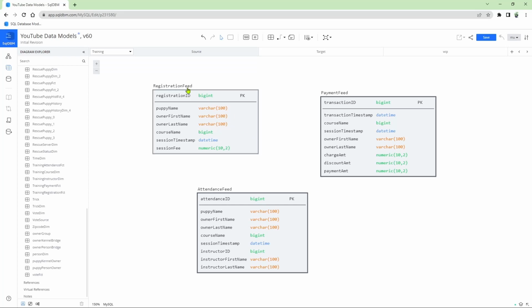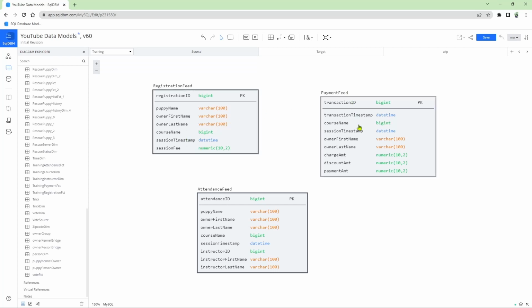quickly. The registration system sends us the registration ID, so we know a unique transaction. It gives us the name of the puppy and the owner, the course, and the session timestamp. The course and the session timestamp we know to be unique, so that course that's being taught at a specific time is a unique instance of a class. And there's a fee associated with this when someone is registering. The fees may be different from person to person depending upon who they are and who their puppies are.